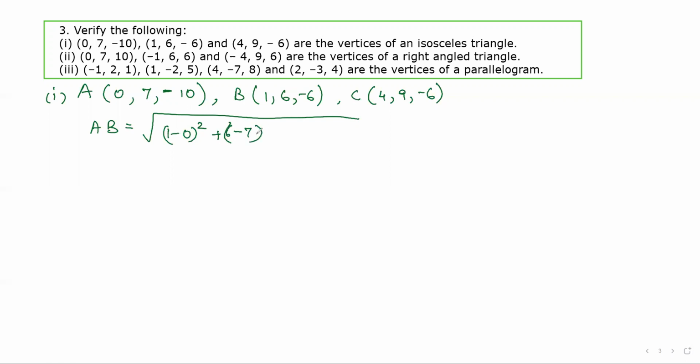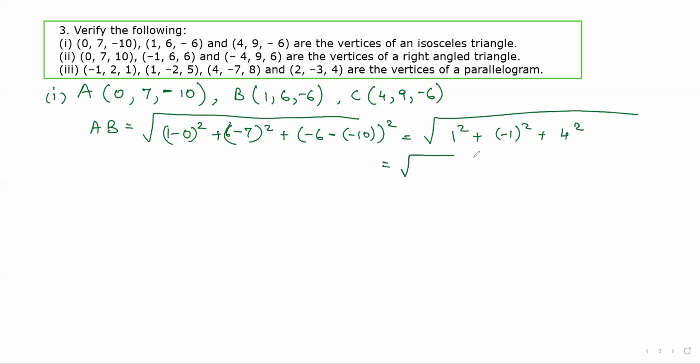6 minus 7 whole square plus minus 6 minus of minus 10 whole square. This is equivalent to root of (1 minus 0) whole square, 1 square, plus (6 minus 7) whole square, minus 1 whole square, plus 6 minus of minus 10, which is 6 plus 10... which is 4 square. This is equal to root of 1 plus 1 plus 16. Root 18. 18 is 3 root 2.